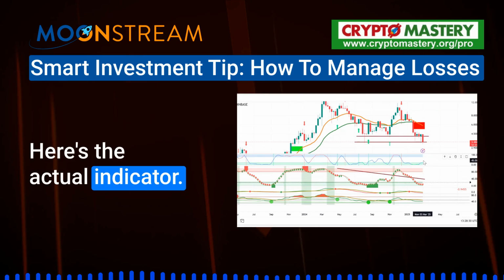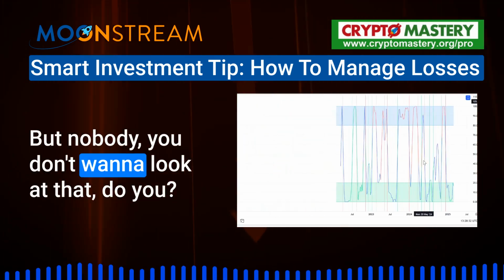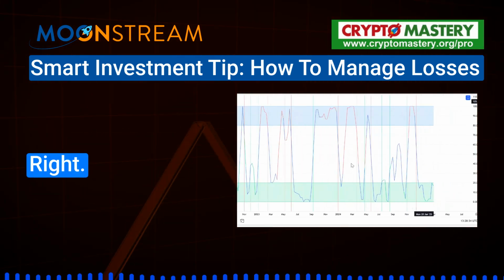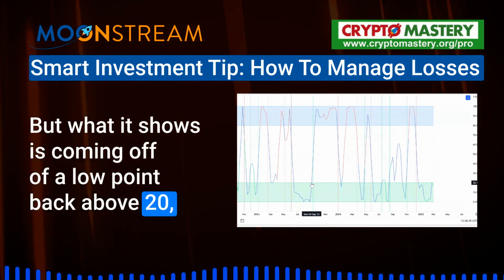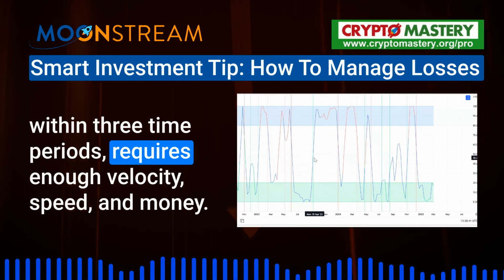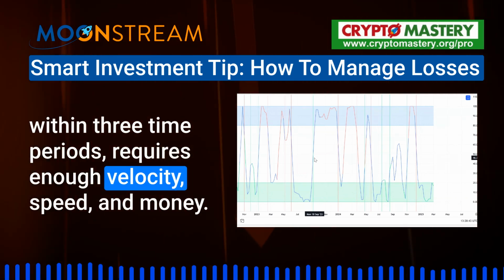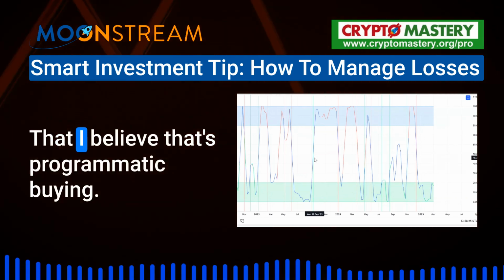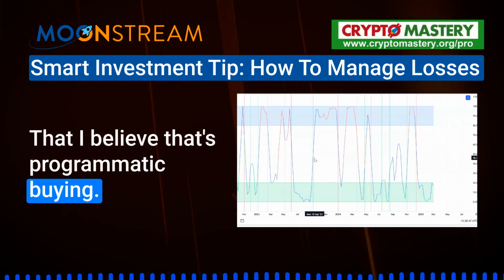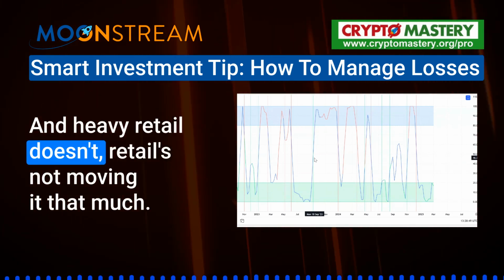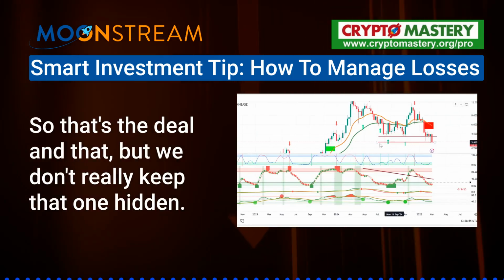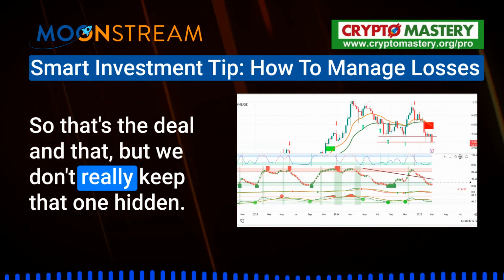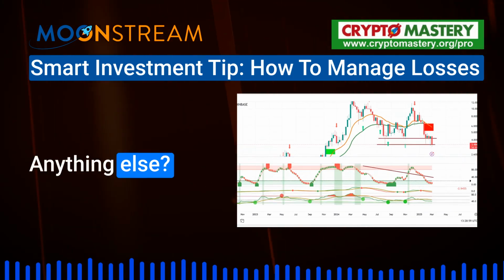Here's the actual indicator, but you don't want to look at that, do you? Right? But what it shows is that coming off of a low point back above 20 within 3 time periods requires enough velocity, speed, and money that I believe that's programmatic buying, in heavy. Retail's not moving it that much. So that's the deal. But we don't really keep that one hidden. So that's Render. Anything else?